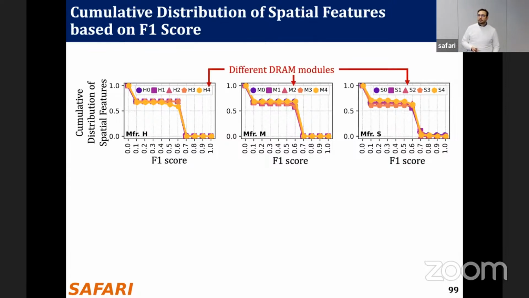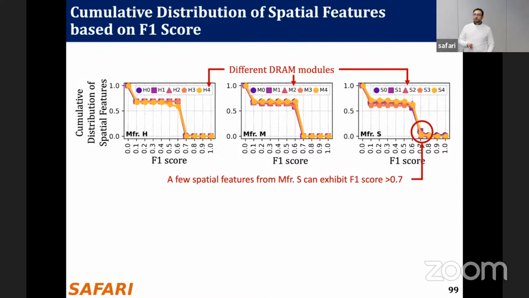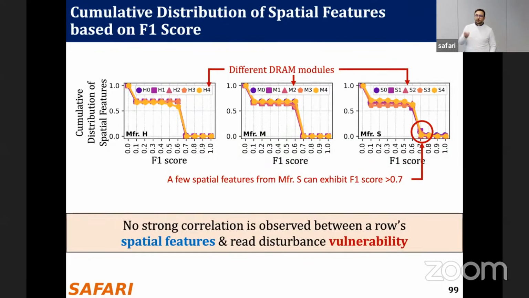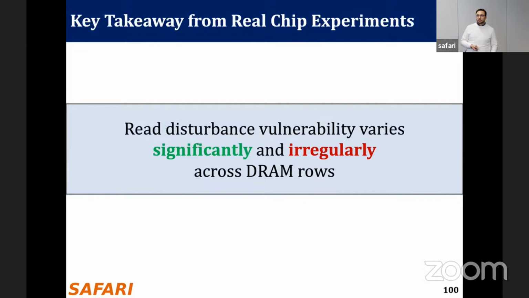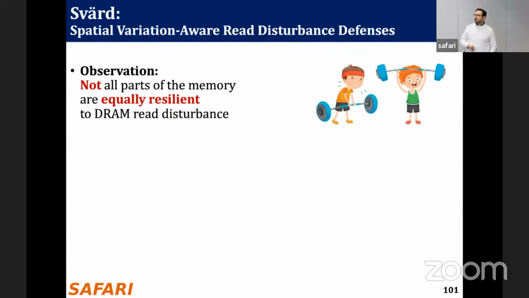And we observe that there are a few special features from Samsung that can exhibit an F1 score a bit larger than 0.7 here. But for the other ones, we do not observe anything above 0.7. So this means that there is no strong correlation between row special features and read disturbance vulnerability. And therefore, we conclude that read disturbance vulnerability varies significantly and irregularly across different DRAM rows in a DRAM bank.